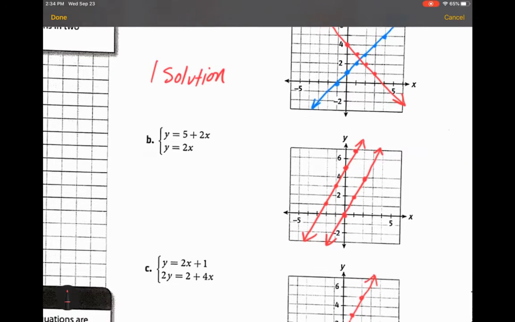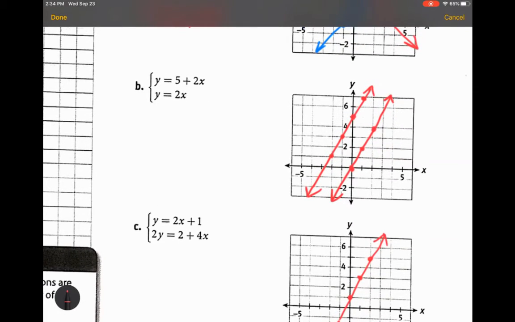All right, so B. B should look like this. What kind of lines are these? Parallel. Okay, these are parallel lines. Give me a definition for parallel lines. They are linear. Lines that are never going to intersect. Yes, they have the same slope. Okay, they're never going to intersect. They have the same slope.